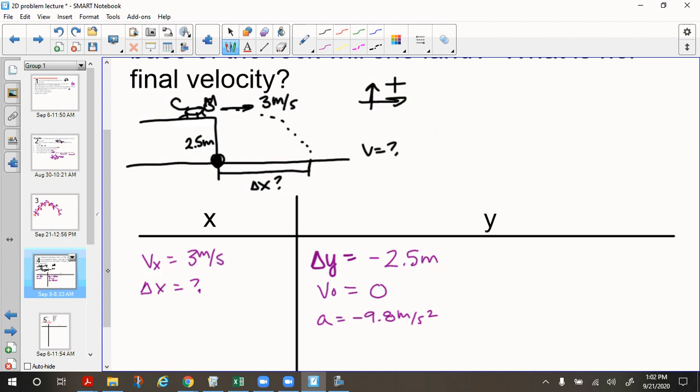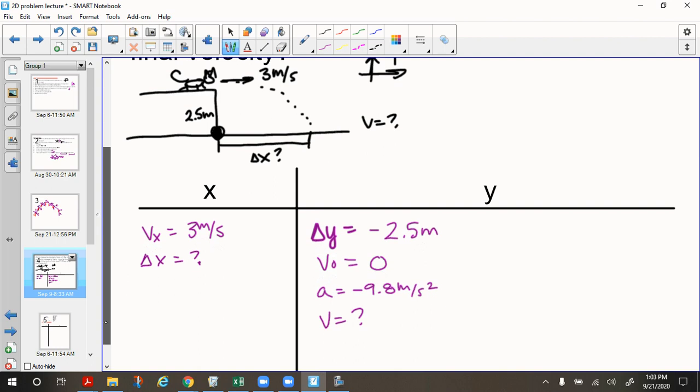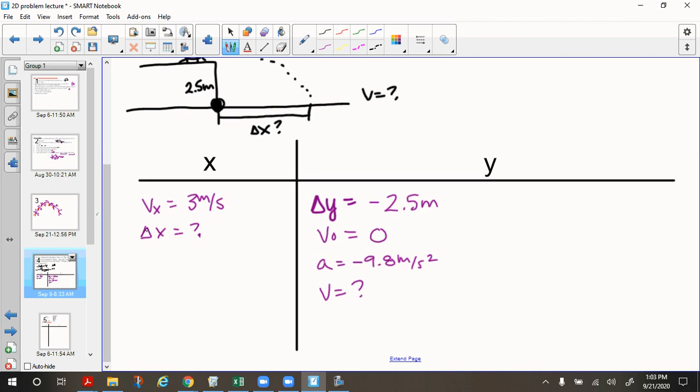And we also need to know final velocity. So we know the final velocity in the x direction will be 3 because it doesn't change, but we'll need to find the final velocity over here eventually. Notice that in order to find how far the tiger goes, we need to find time. And this is usually what's happening in two-dimensional motion problems. You use one of the sides of your chart to find time, and then you plug it in on the other side to find something else.